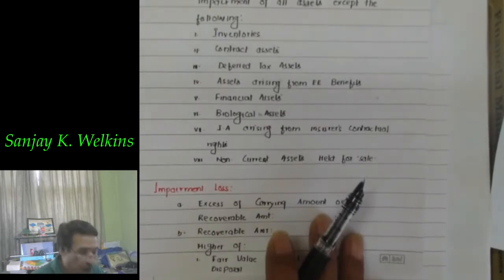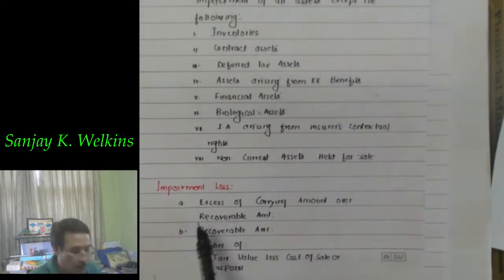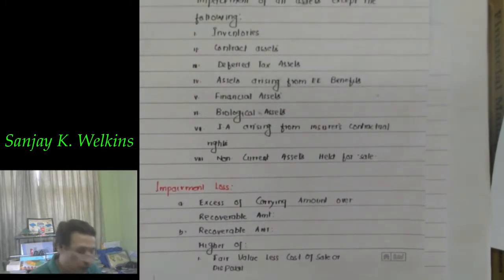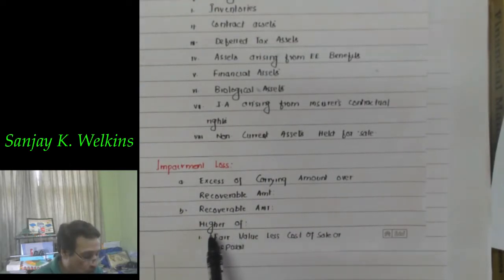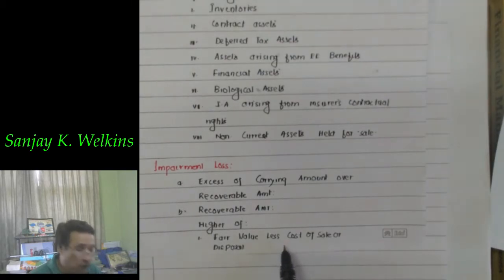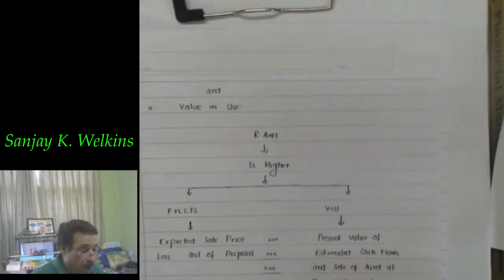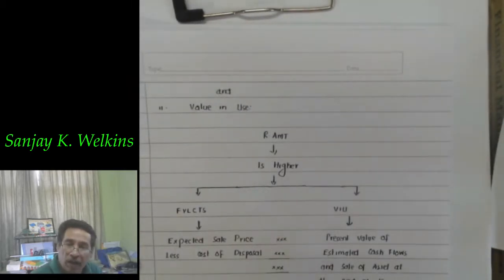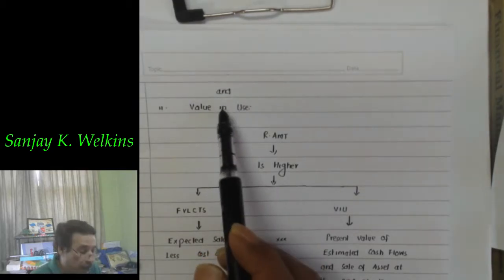But more importantly, now we come to the important part of this particular standard. One is impairment loss. I just told you, you know the meaning. It is the excess of carrying amount over recoverable amount, isn't it? And what is recoverable amount? I just told you a moment ago that recoverable amount happens to be the higher figure of fair value less cost of sales. And fair value less cost of sales is also known as fair value less cost of disposal. Then I take this second sheet. So recoverable amount is the higher of, I just told you, fair value less cost of sale and value in use.